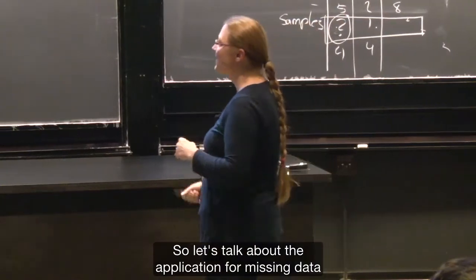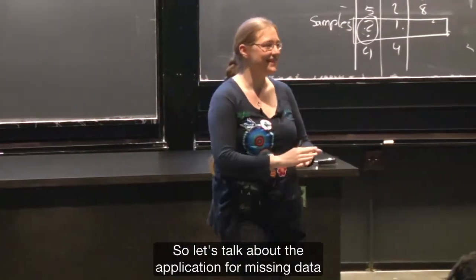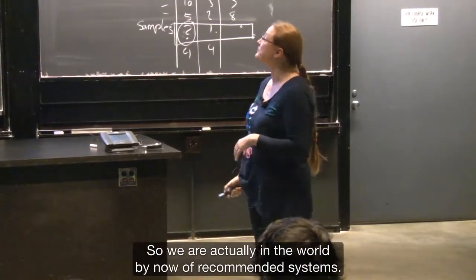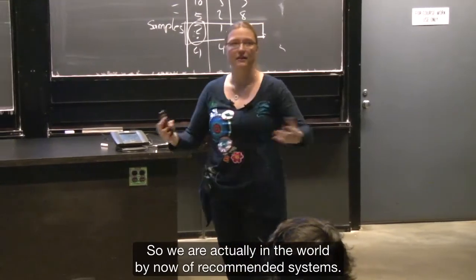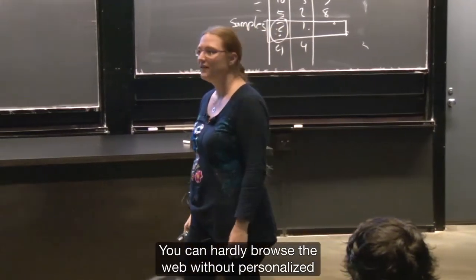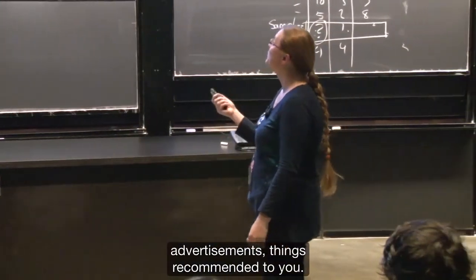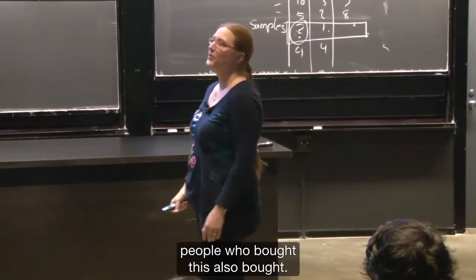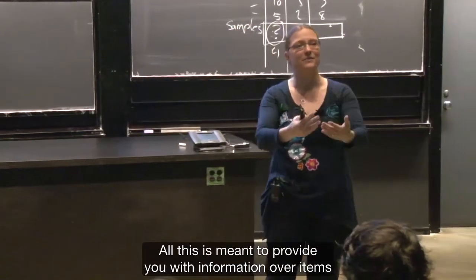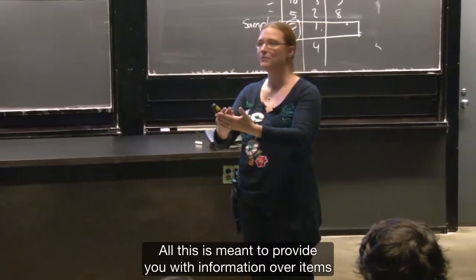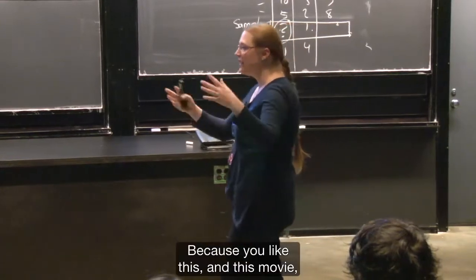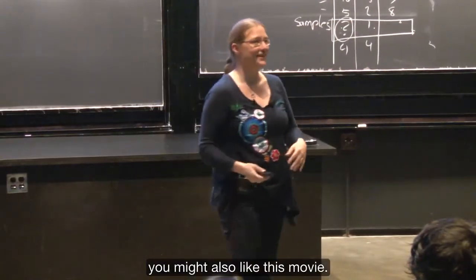So let's talk about the application for missing data values: recommender systems. I already used it with the restaurant example. We are actually in a world by now of recommender systems. You can hardly browse the web without personalized advertisements, things recommended to you. Amazon: people who bought this also bought. Maybe you are interested in those items. Frequently bought together. All this is meant to provide you with information on items you might likely buy. Netflix: because you like this movie, you might also like this movie.